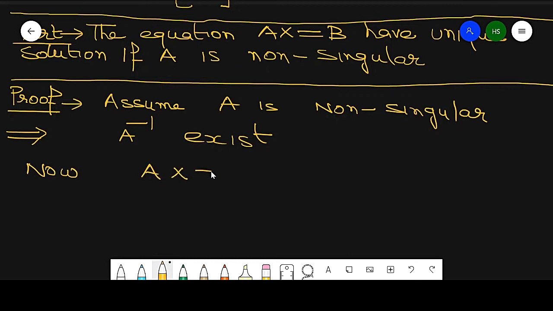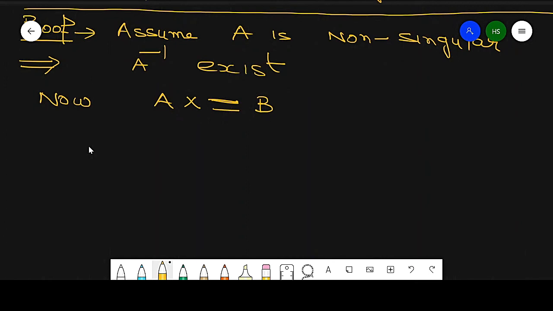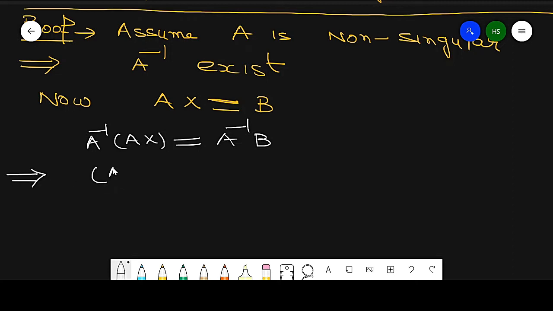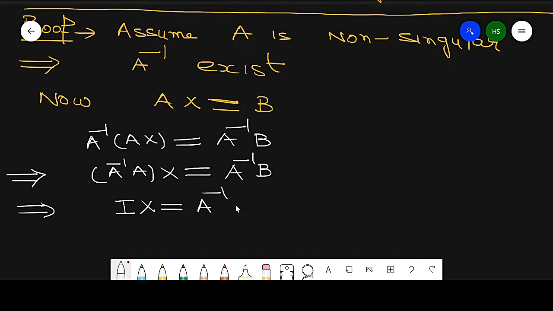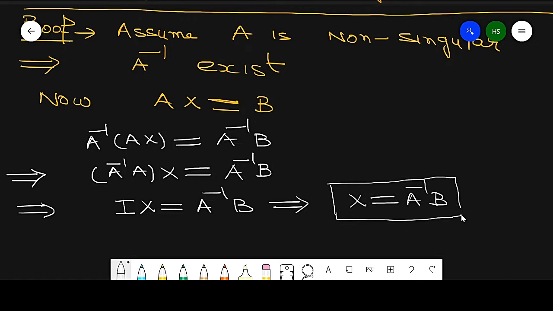Now from this equation Ax equal to B, if we pre-multiply by A inverse on both sides, we get A inverse Ax equal to A inverse B. By using the associative property, A inverse A times x equals A inverse B, so it implies identity times x equals A inverse B. It implies x equals A inverse B, which is a solution of the given system of equations. If it has a solution, then it has this solution.